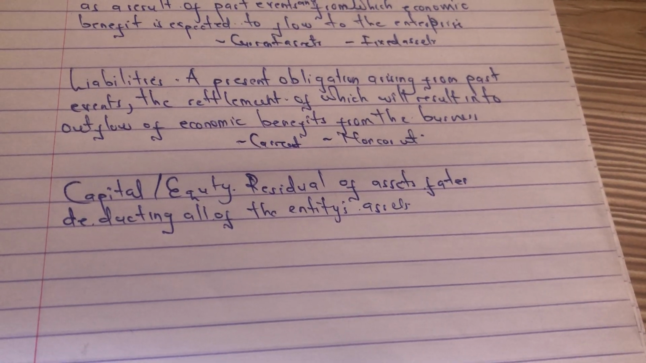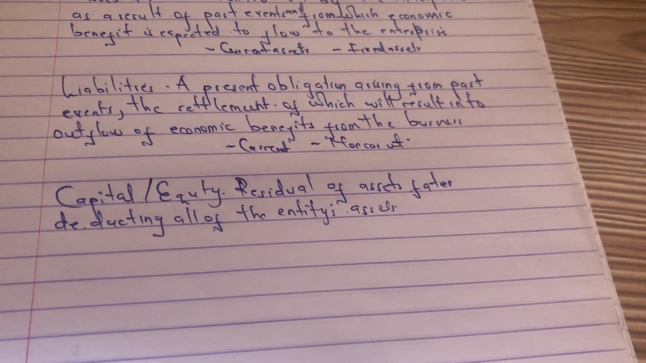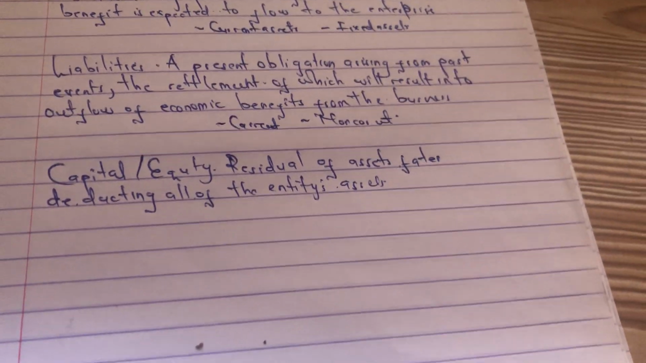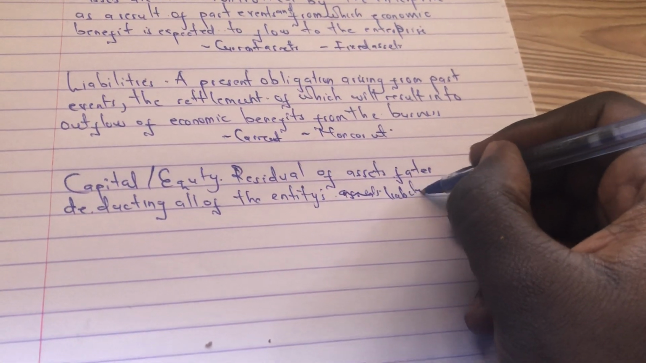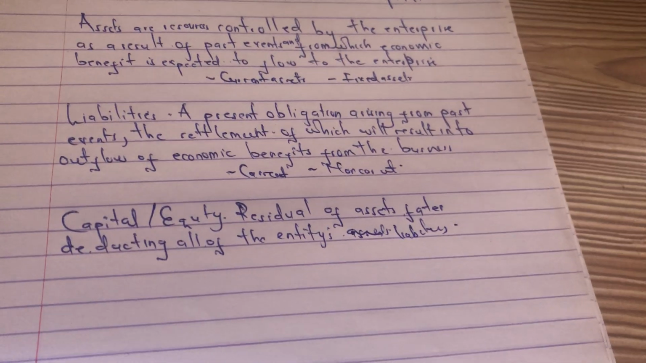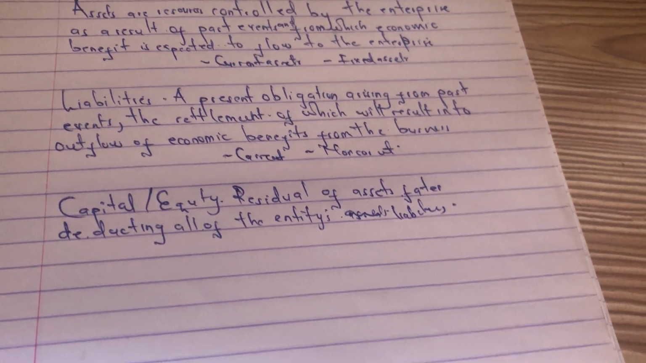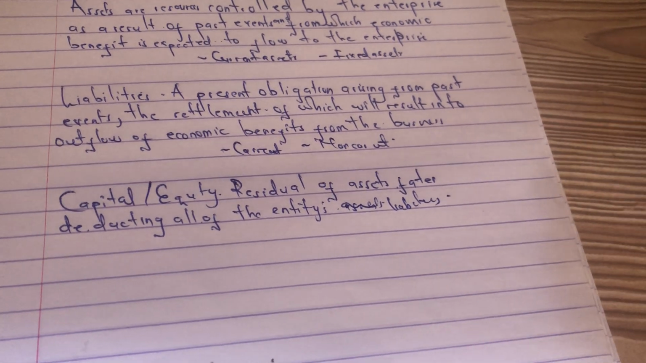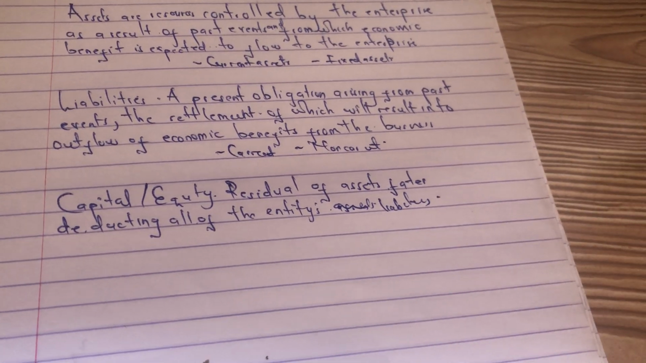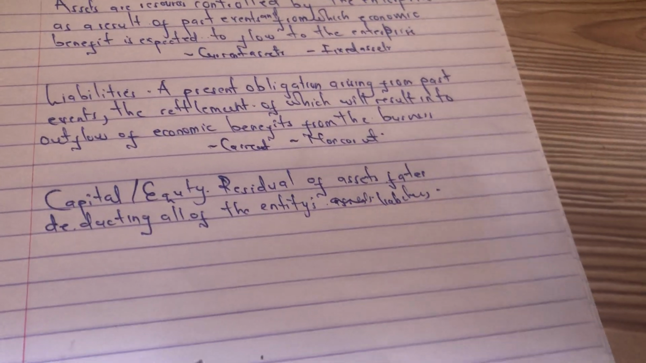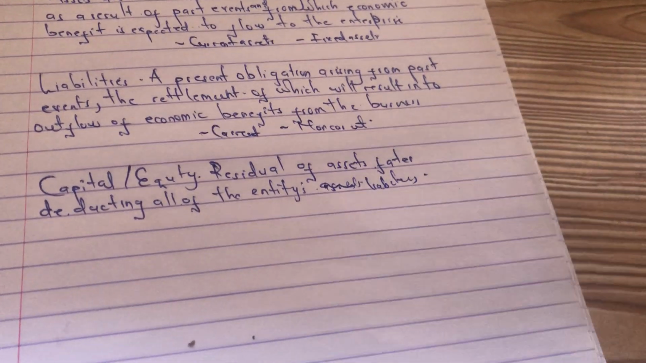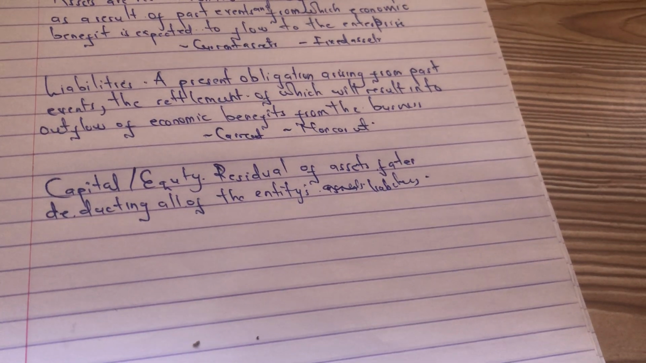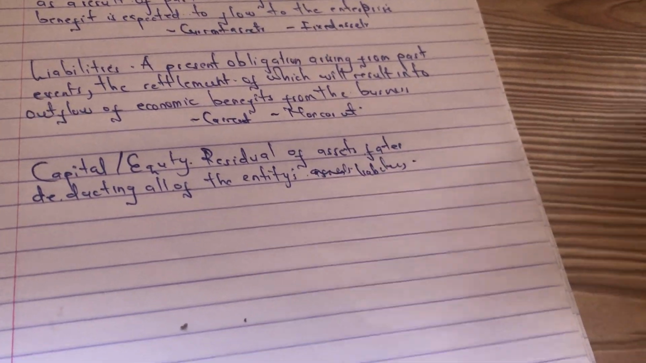Then we have capital or equity. This is the residue of assets after deducting all the entity's liabilities. Capital is the remaining. Maybe I get a loan of 45 million and then I make money and pay back; what remains after making money and paying some back is the capital. Or if I have a machine, maybe a washing machine, that is my capital that I'm using for the starting of the business.